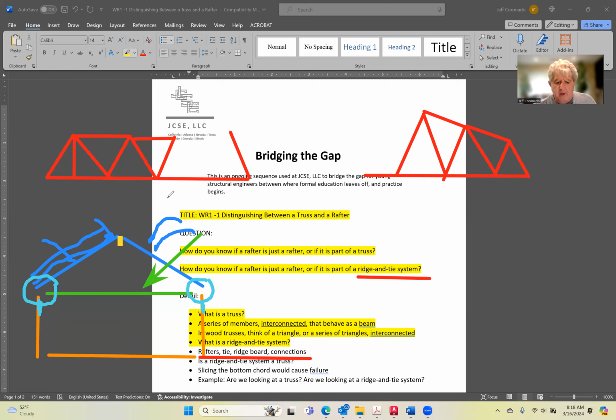So in a truss, what do you think happens if we were to slice, let's say, the bottom chord? If I come in here with my big scissors, and boom, cut that, right? If I cut the bottom chord, if I just slice it, does that create a problem? Yeah, absolutely, right? That's going to cause this truss to fail.